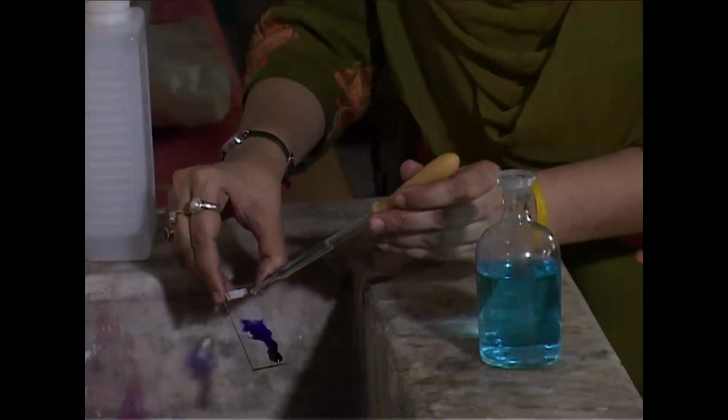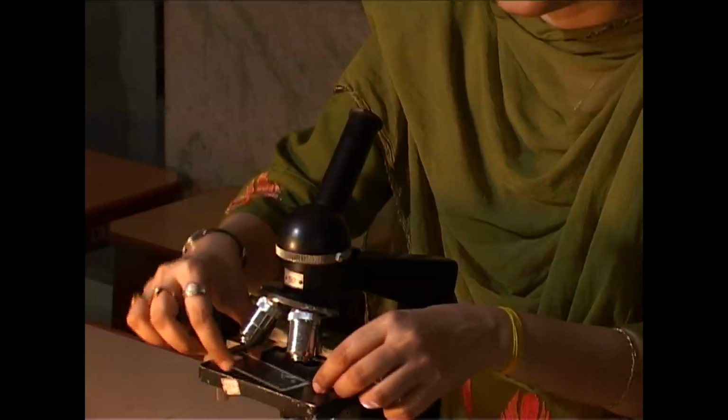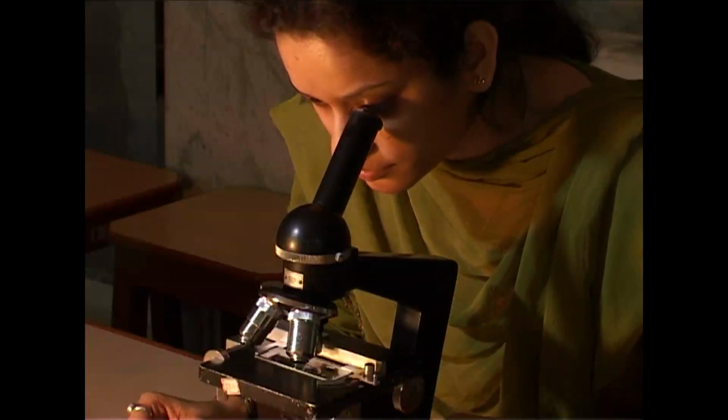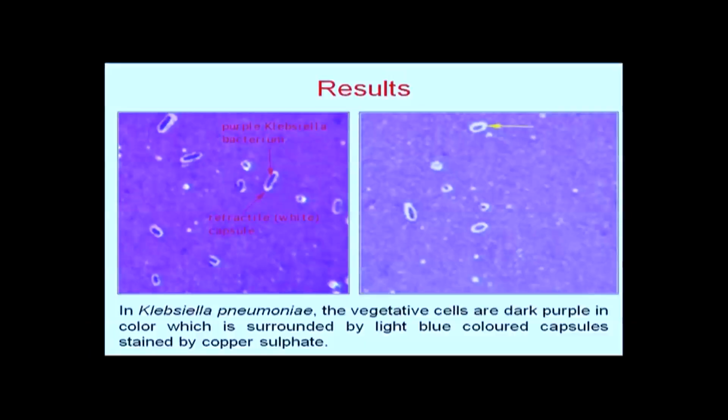Then after keeping it for 2 minutes, it is washed with copper sulfate, dried and seen under the microscope. We will see that the capsules have taken up the copper sulfate color and hence appear light blue, while the crystal violet, which is a basic dye, will enter the cytoplasm of the bacterial cell and it will become deep purple in color. So in this way, we can differentiate between the capsulated and non-capsulated groups of bacteria.